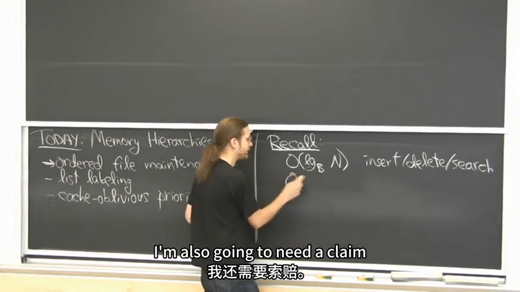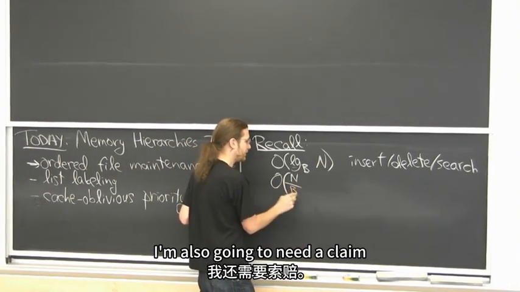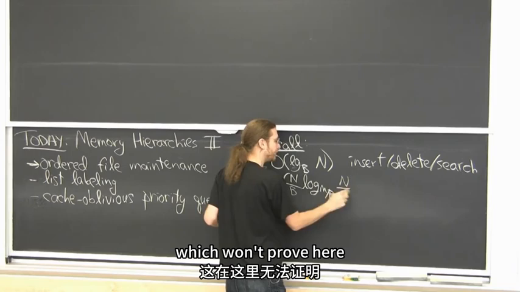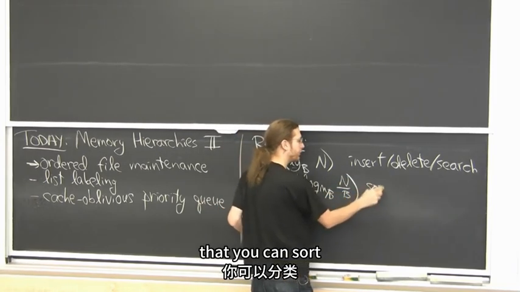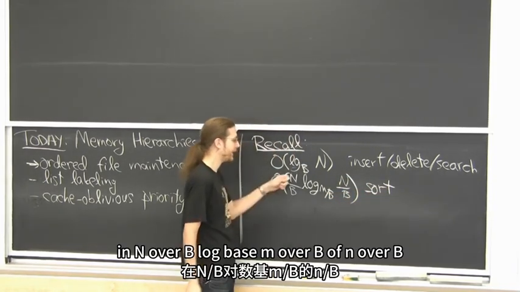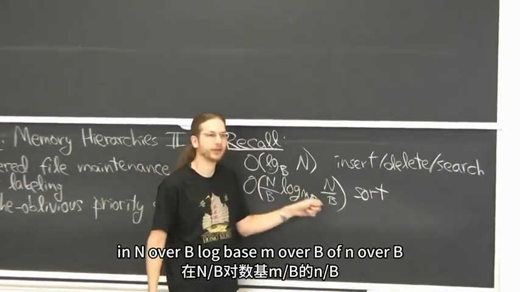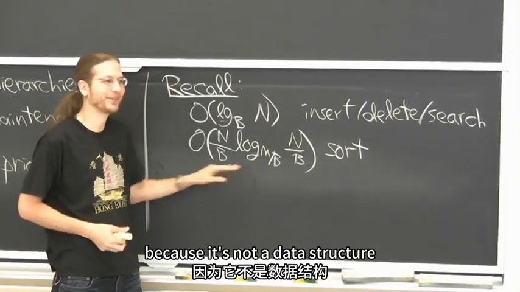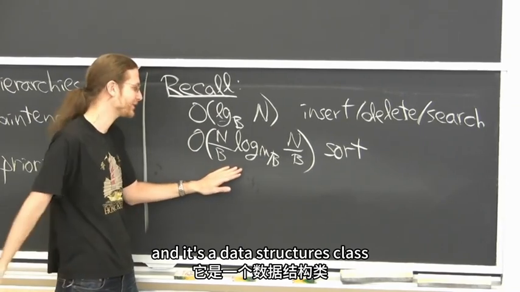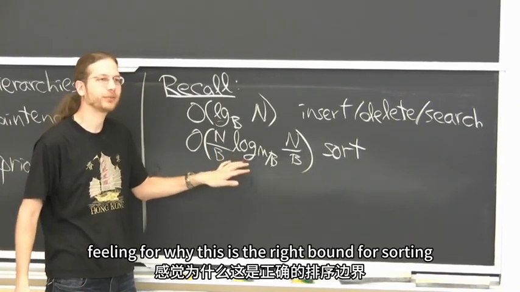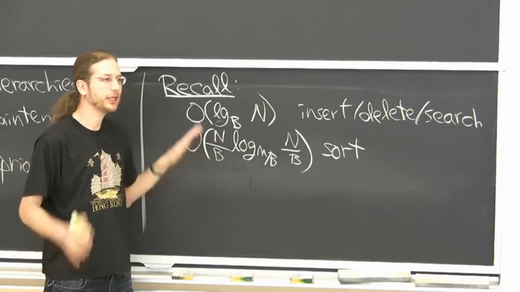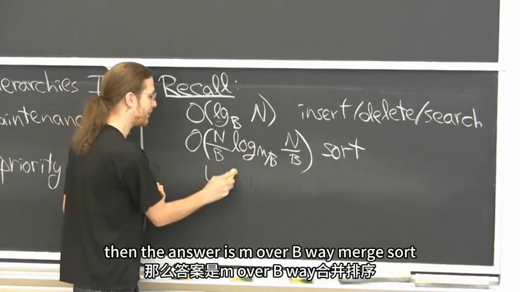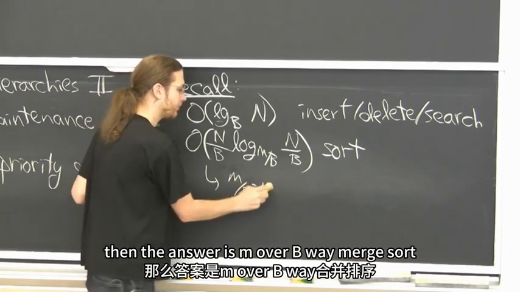I'm also going to need a claim, which I won't prove here, that you can sort cache obliviously in n over B log base M over B of n over B. So I'm going to use this as a black box today. And we're not going to fill it in because it's not a data structure, and it's a data structures class. To give you some feeling for why this is the right bound for sorting, if you know M and B, then the answer is M over B way merge sort.